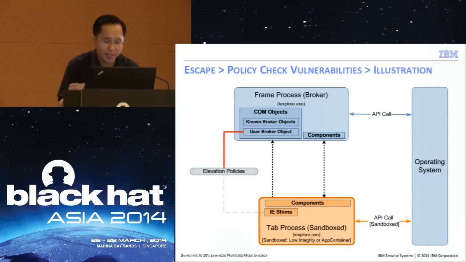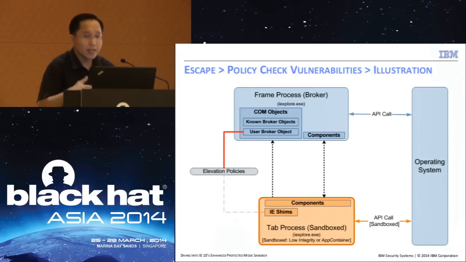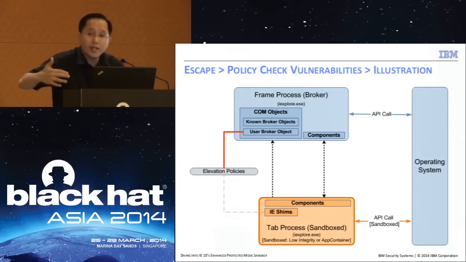So to illustrate, policy check vulnerabilities involve weaknesses that cause the policy checks to return an incorrect result. There are no problems with the elevation policies. It is how resource names or commands are evaluated against those elevation policies where the weakness lies.